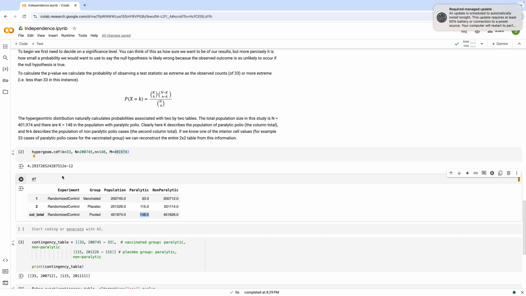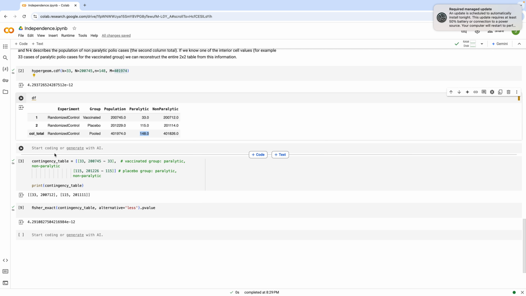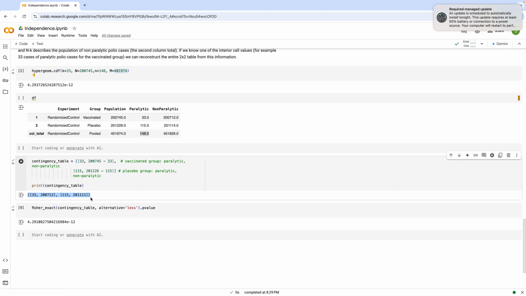There's another way to do this. We can use the built-in commands in R. We need to tell it what the contingency table is, so here's the contingency table. And we can do Fisher's exact test. This is a less because in our alternative we said that the vaccine reduces the amount of paralytic polio. If it reduces it, that's called a one-sided test, less than or equal to. We return the p-value and we get 4 times 10 to the minus 12. And so we get the same answer.